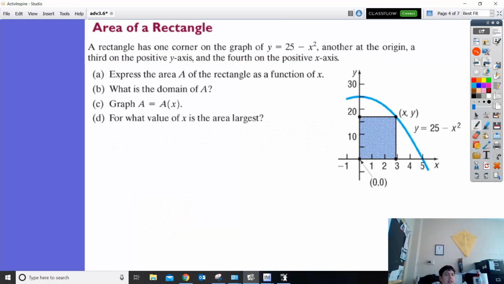Oh, that's still just continuing. All right, area of a rectangle. A rectangle has one corner on the graph of 25 minus x squared. And by the way, we're still doing the easy stuff here. Graphs are given to us. Another at the origin, a third on the positive y-axis, and the fourth on the positive x-axis. Part A is express the area of the rectangle as a function of x, which means that the only variable you have is what? X. Now to start off, you start off with how you found the area of a rectangle when you were in 6th grade. How did you find the area of a rectangle in 6th grade?